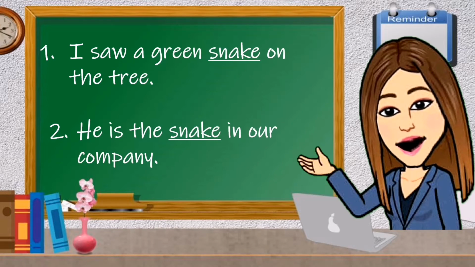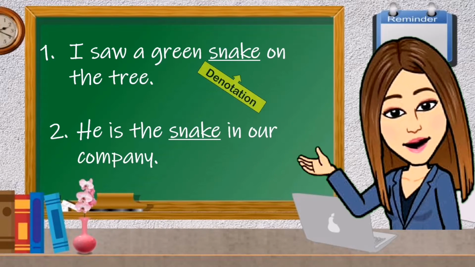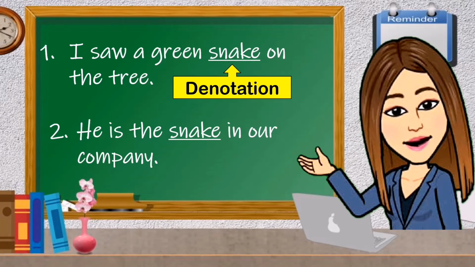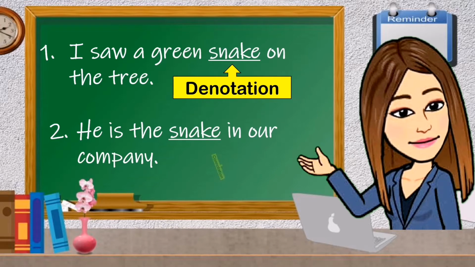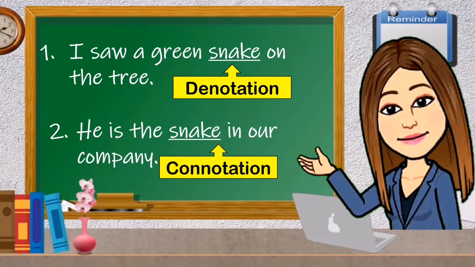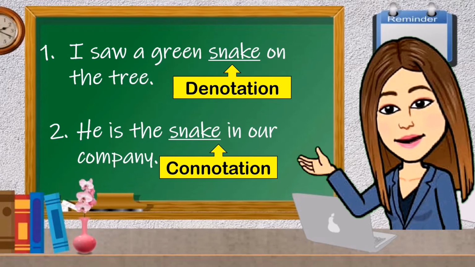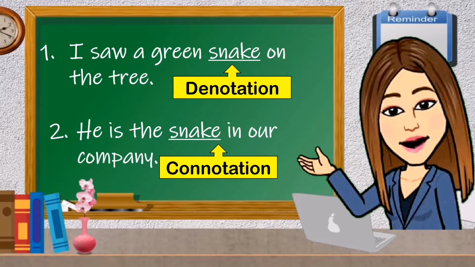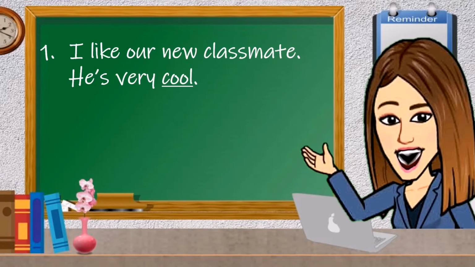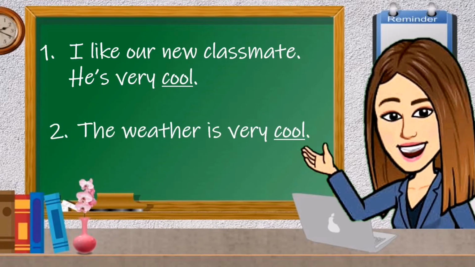The correct answer is the first sentence is an example of denotation because the word snake refers to the literal meaning of the word, which is an animal. While the second sentence is an example of connotation, which means the word snake refers to the person who is the traitor or a spy in the company.